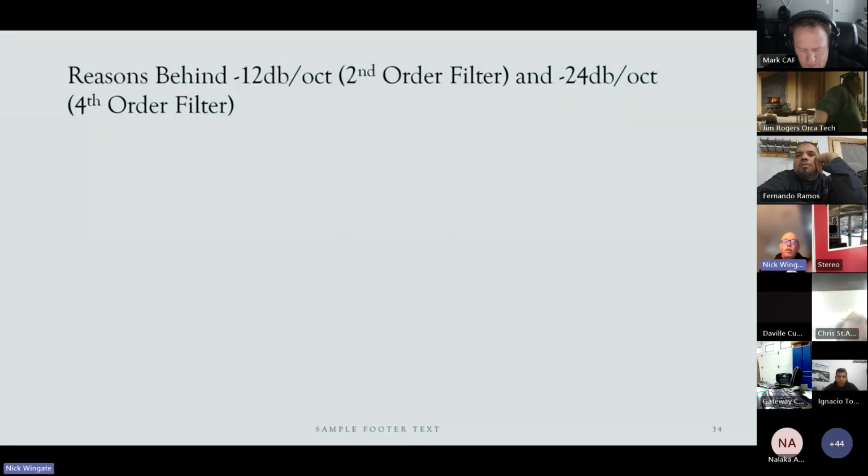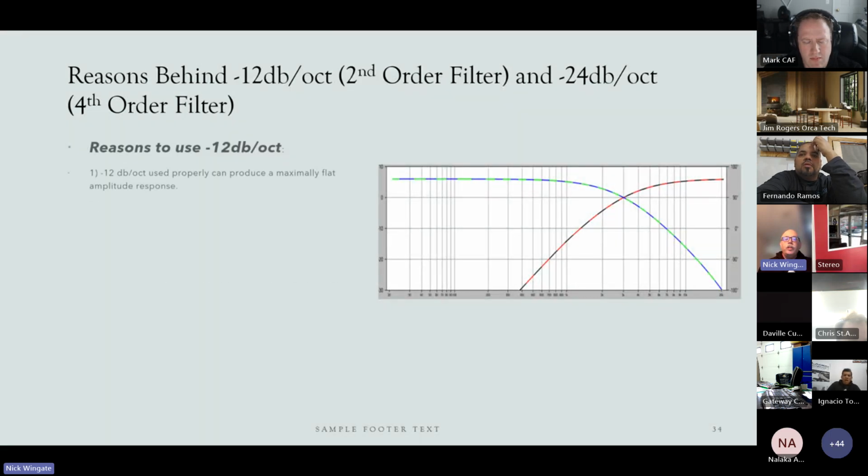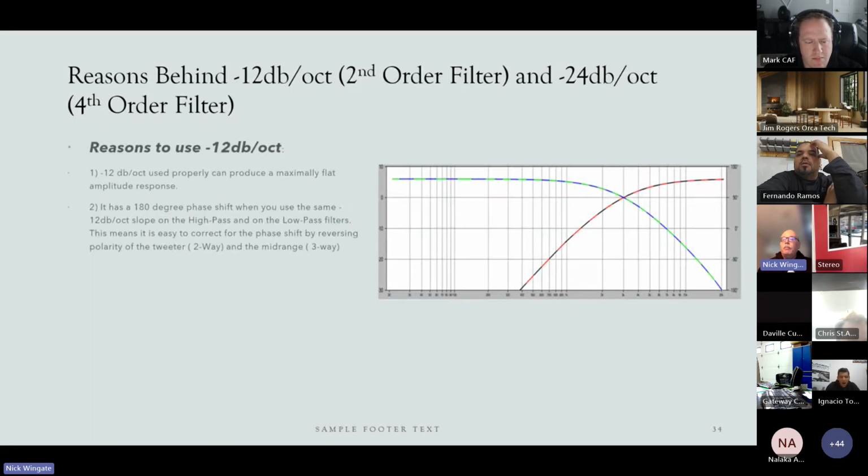So there are reasons behind the 12 dB and the 24 dB. Now I want you to understand that what we're going to talk about right here is when they sum together. What happens is when you use a 12 dB per octave slope, basically when they come together, you get a flat response. You really and truly do.